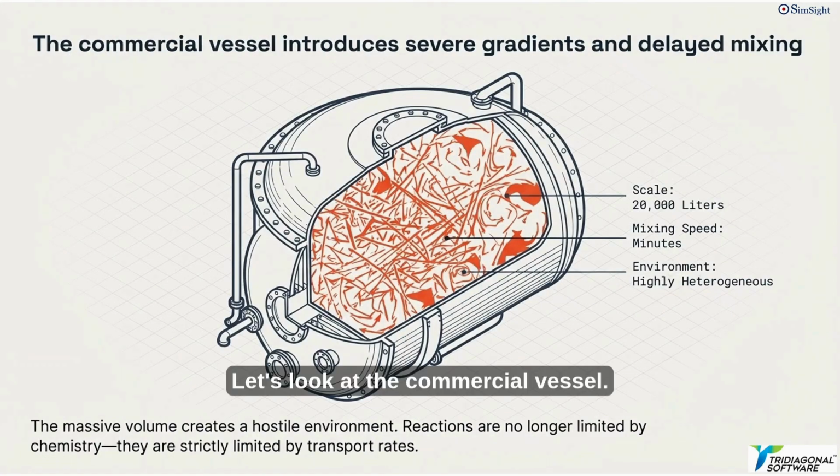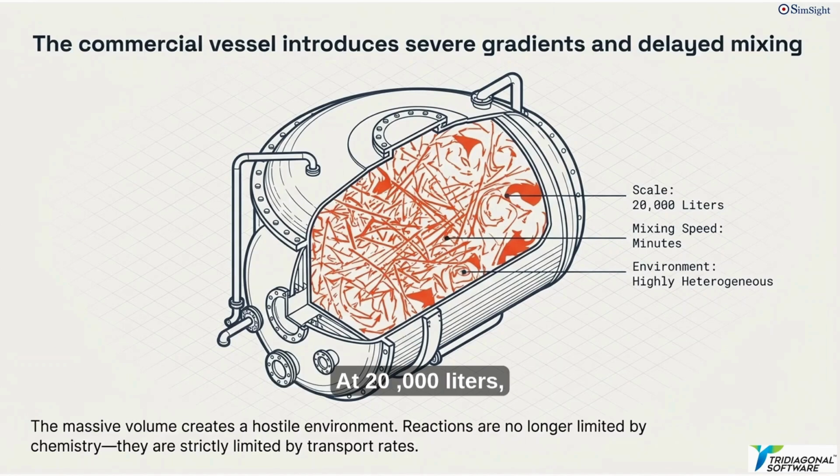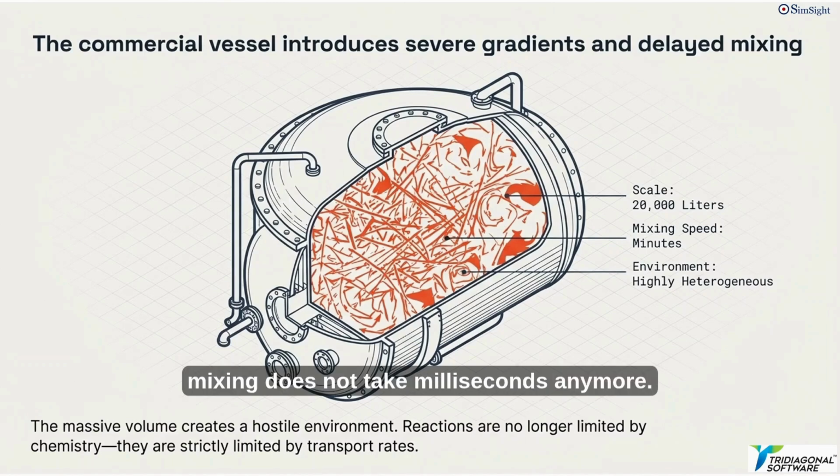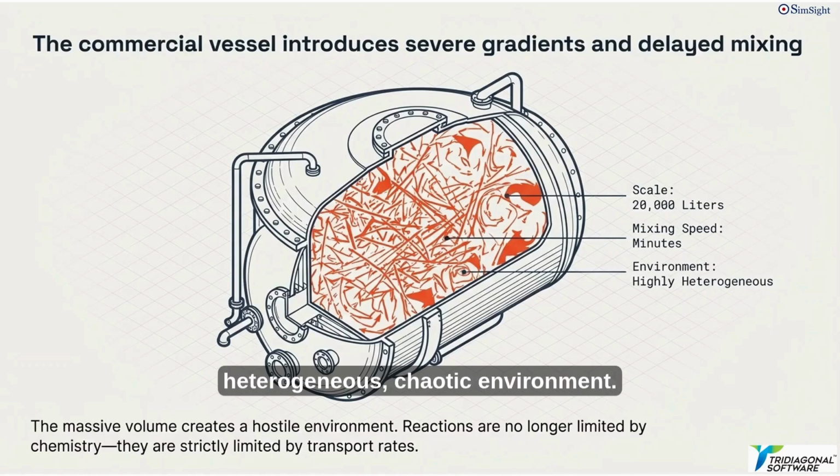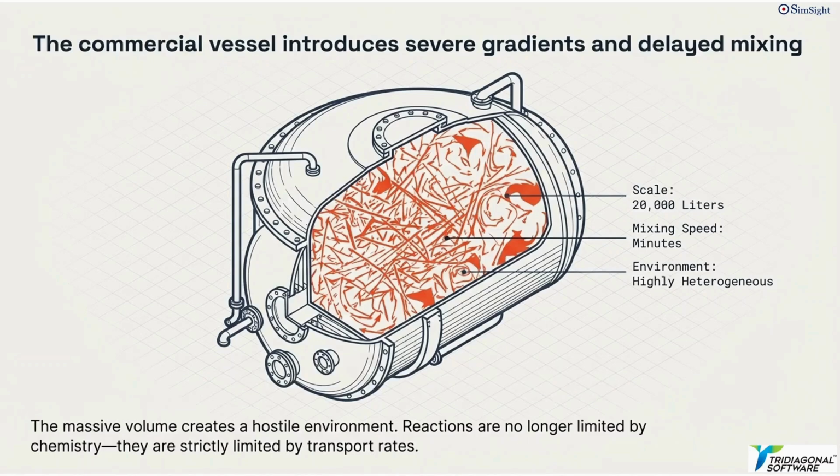Let's look at the commercial vessel. This is where things get messy. At 20,000 liters, mixing does not take milliseconds anymore. It takes minutes. This massive volume introduces severe gradients and a highly heterogeneous, chaotic environment.